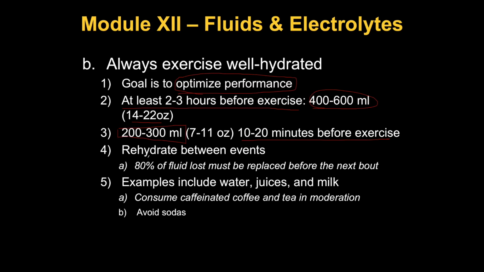And then, of course, rehydrating between events is important. We need to make sure that we get at least 80% of the fluids lost replaced before the next bout of exercise in order to maintain exercise performance. We could use things like water, juices, milk. We could consume caffeinated coffee or tea, but we want to do so in moderation so that we don't promote diuresis. And of course, we want to avoid sodas because of that effervescent effect and any stomach bloating issues.